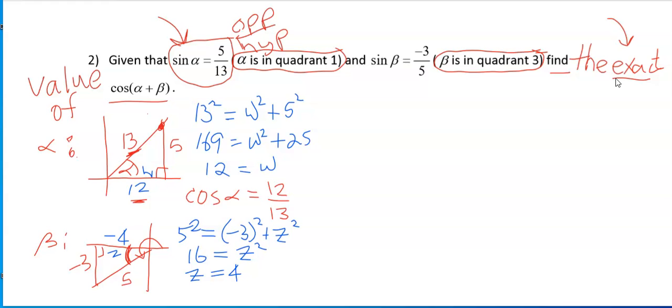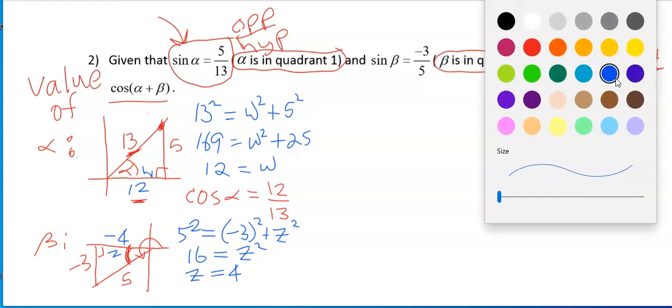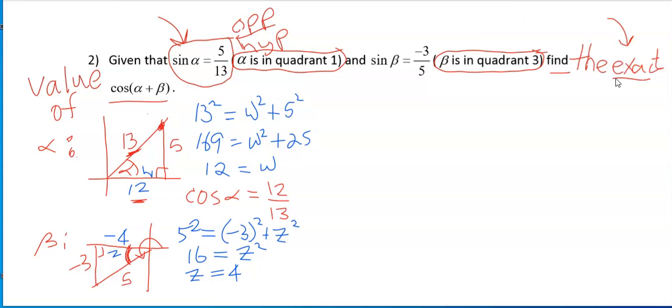Why did I need that? Because now I can write down what the cosine of beta is. The cosine of beta is equal to, remember it's in quadrant 3, you should realize the cosine should be negative anyway. Adjacent over hypotenuse for the reference angle shown there is negative 4 over 5. Notice I left it as a fraction. I left it exact.